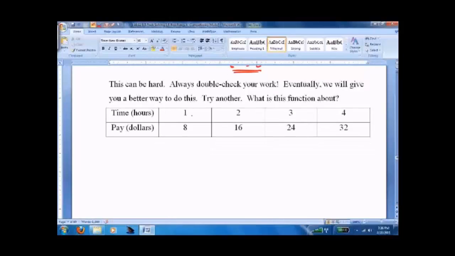This is 1, and it becomes 8. And I just happen to notice that these all look like they're being multiplied by 8. 2 times 8. 3 times 8. 4 times 8. So this looks like y equals 8x. I put in 1 multiplied by 8, I get 8. Put in 2 multiplied by 8, I get 16. Looks like I did it right. What is this all about? Well, if it's time and pay, my guess is that you're getting paid $8 an hour, and if you work 4 hours, you make $32. If you work 3 hours, you make $24, and so on and so on.